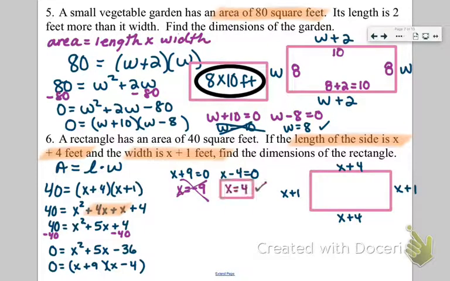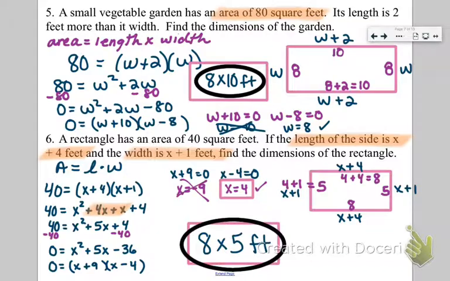However, x equals 4 totally makes sense, and let's plug it in for x, because that's not the answer to the question. The answer is find the dimensions. So we got 4 plus 1, which is 5, and 4 plus 4, which is 8, so our dimensions are 8 by 5 feet.